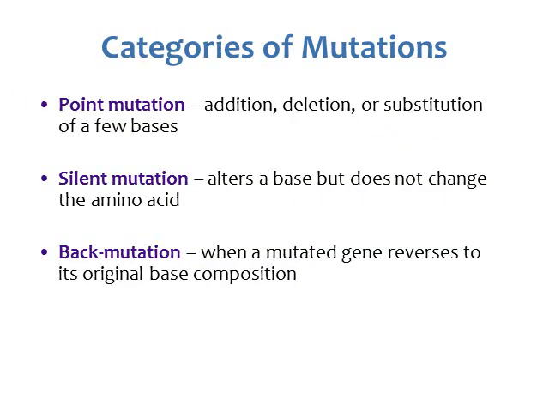Different categories of mutations. There are point mutations. This is where you add, delete, or substitute one base or a few bases in your DNA. Some point mutations are called silent mutations. These mutations alter the nitrogen bases, or the DNA bases, the order of them, but it doesn't change the amino acid sequence.